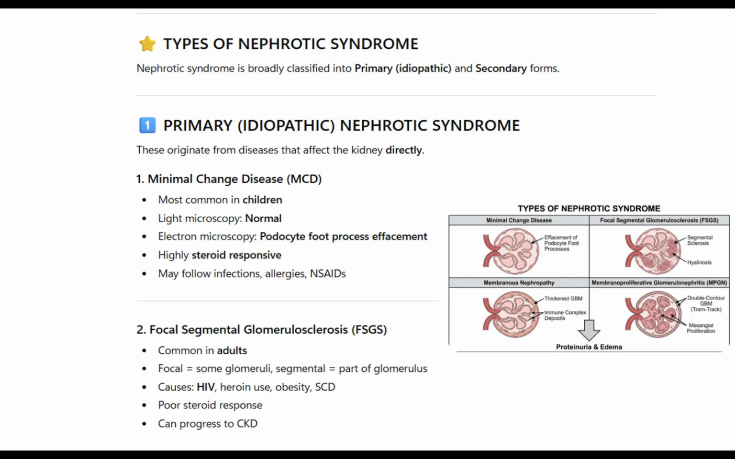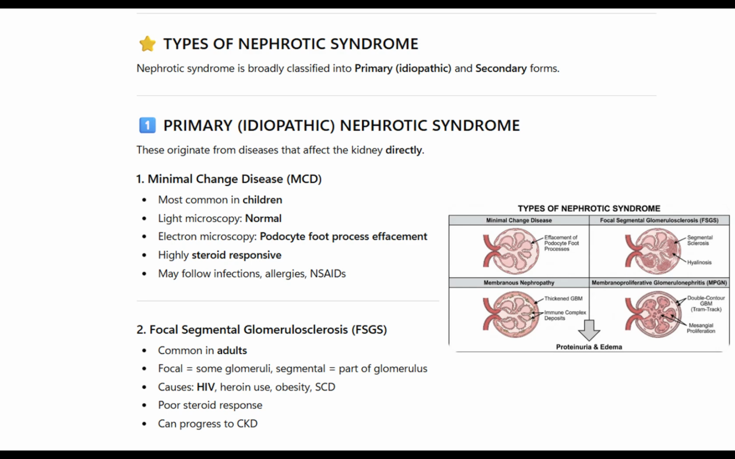A. Minimal change disease. The first and most common cause of nephrotic syndrome in children is minimal change disease. On light microscopy, the kidney appears normal, but electron microscopy reveals effacement of podocyte foot processes. This disease is strongly associated with recent infections, allergic reactions, NSAID use, and Hodgkin lymphoma. Importantly, minimal change disease is highly responsive to steroids, making early treatment very effective.